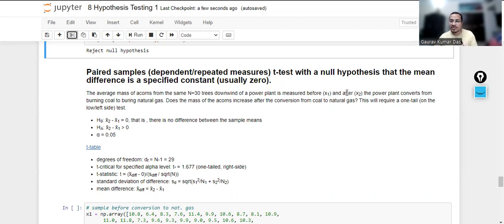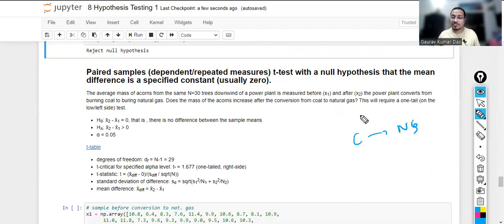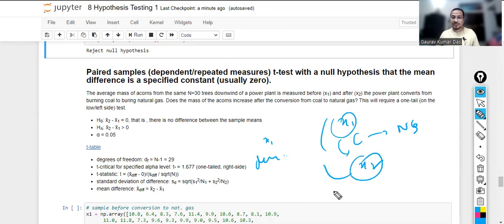So now x1, x2 is different. This x1 is not from upwind. This x1 is from downwind, but it's before and after the power plant converts from burning coal to natural gas. So before the conversion of coal to natural gas, before the conversion, it was x1. After the conversion, it became x2. Right? From the same downwind, which was x2 in the previous question. Okay. So this is what it is.